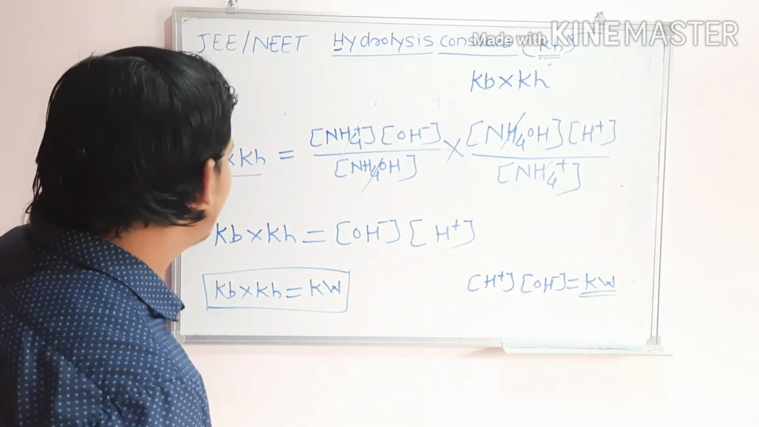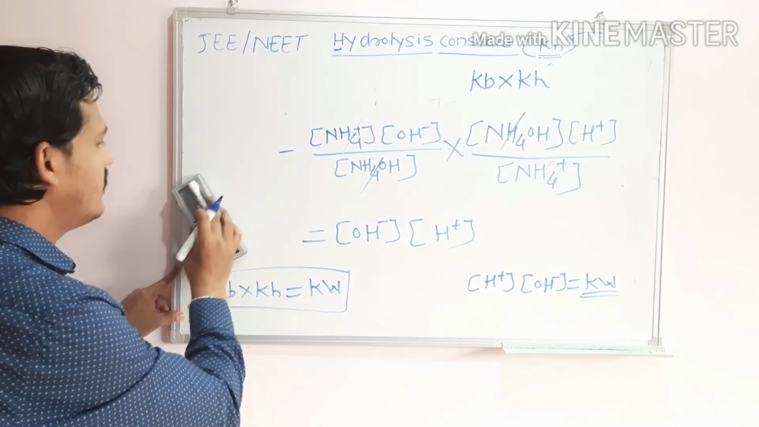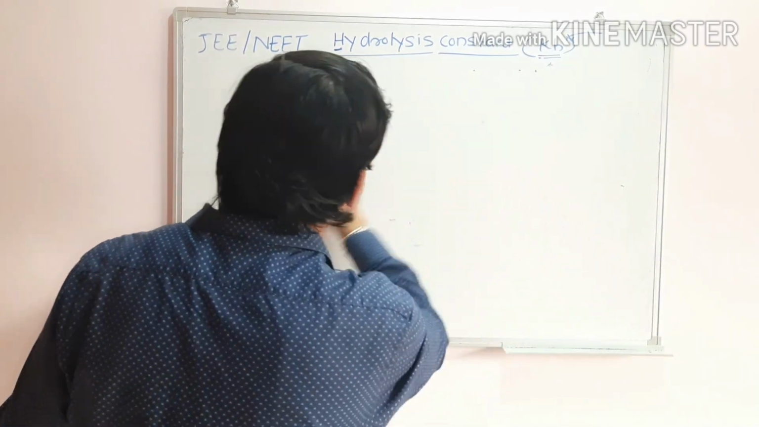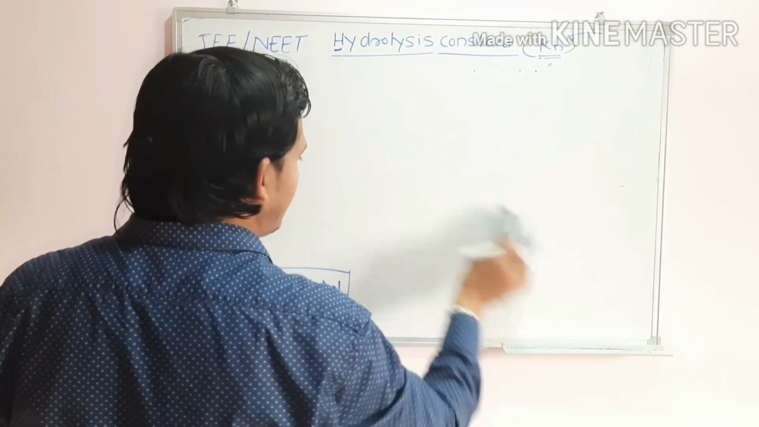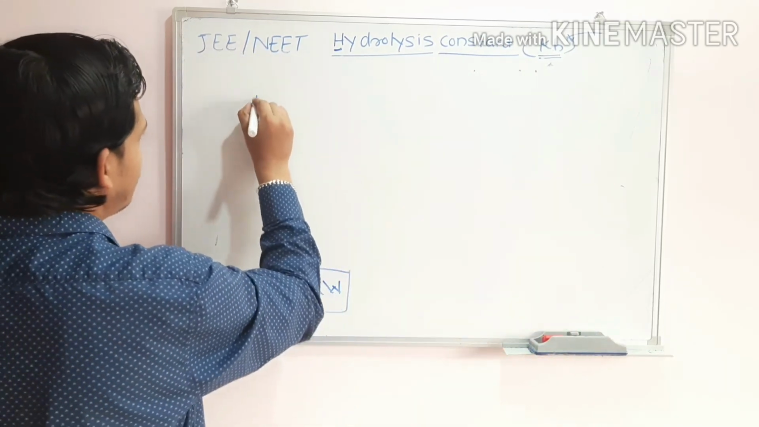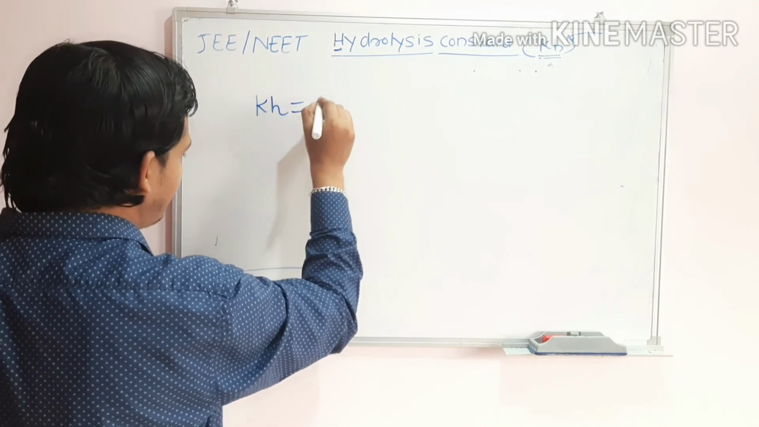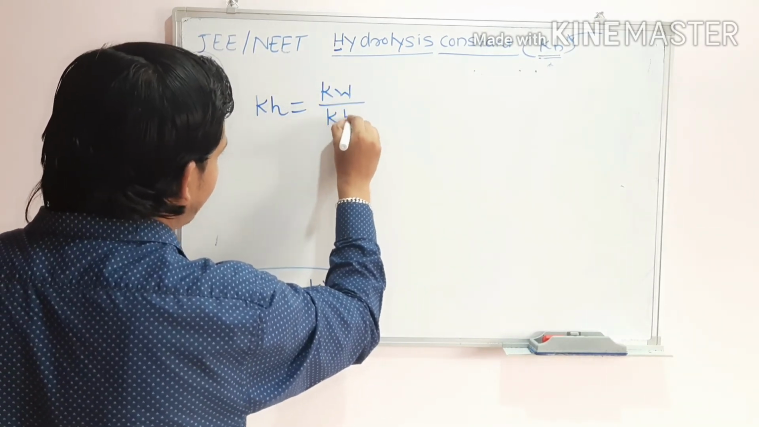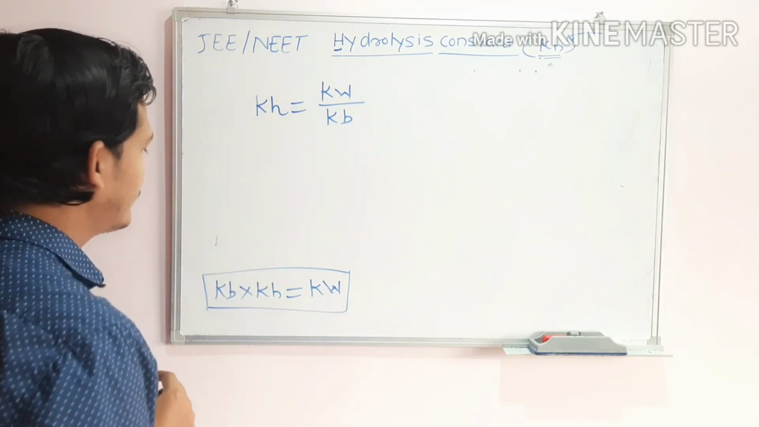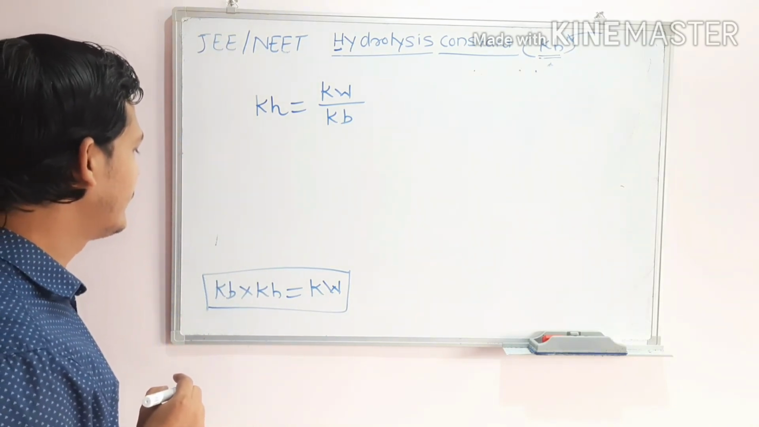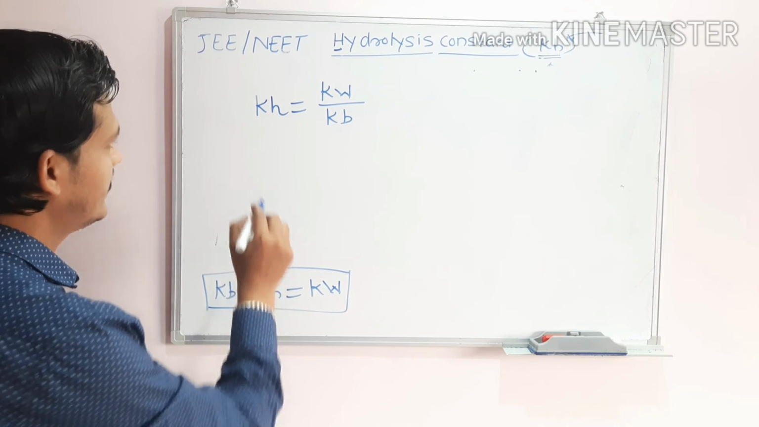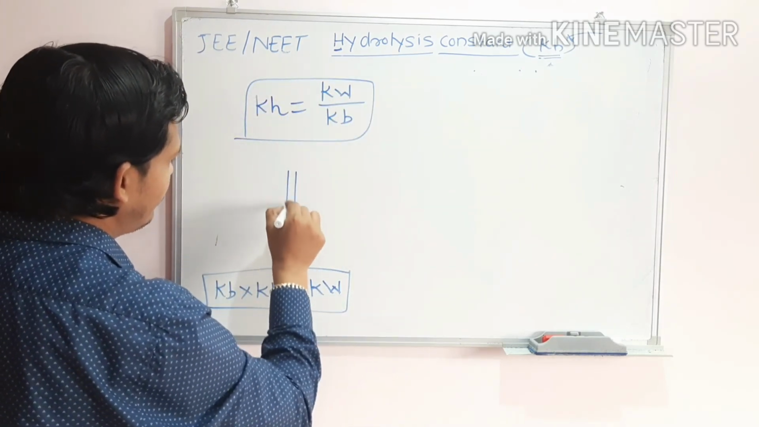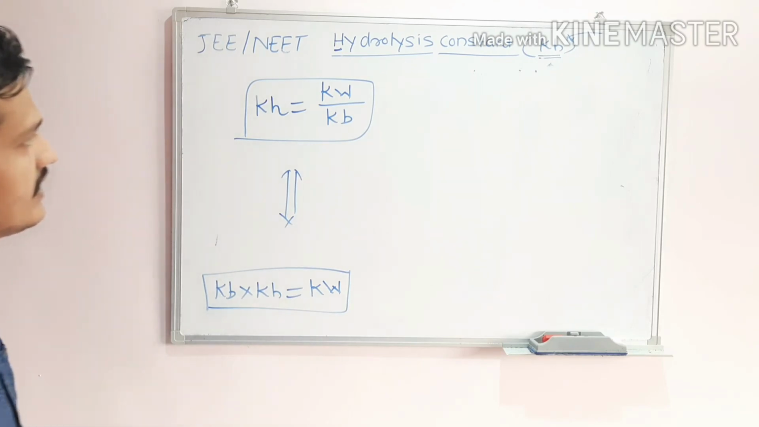Okay, now what is the value of KH? KH is equal to KW divided by KB. KH is equal to KW divided by KB. These two equations are really very important for us.